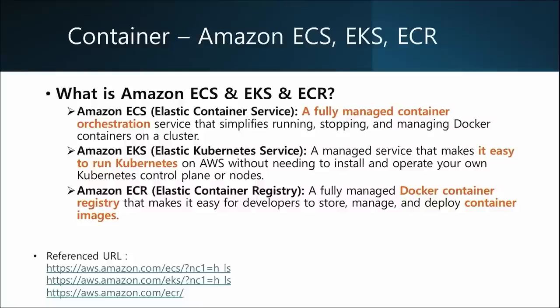Let's find out how the container technology we looked at can be implemented as a service in AWS. AWS container services include Amazon ECS, EKS, and ECR. First, Amazon ECS is a fully managed container orchestration service that simplifies running and managing Docker containers. Amazon EKS is a managed service that makes it easy to run Kubernetes on AWS. Finally, Amazon ECR is a secure managed Docker container repository that makes it easy for developers to store, manage, and deploy container images.